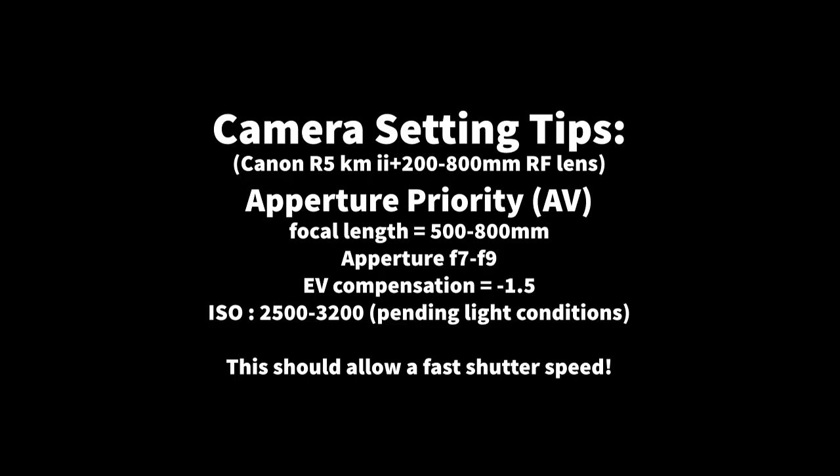On Canon, it's AV, where you dial in your ISO between 2000 up to 3200, and with today's editing software, it's really, really manageable. Your EV light compensation down to 1.5 up to 1.8, even 2, depending on the light conditions, and your aperture at around f9, depending on your focal length, f7 to f9, and this is going to ensure you get a very, very high shutter speed. You need that high shutter speed with bird photography to ensure your images are crisp and sharp.